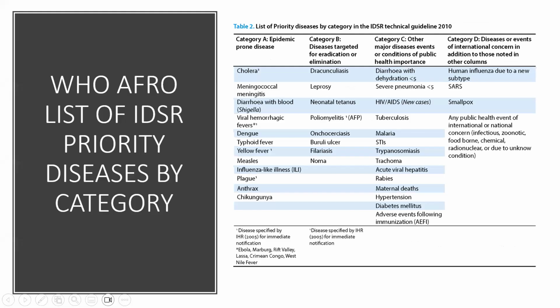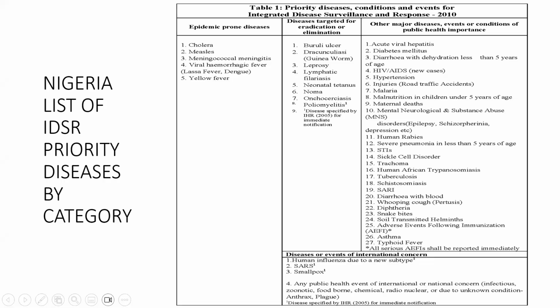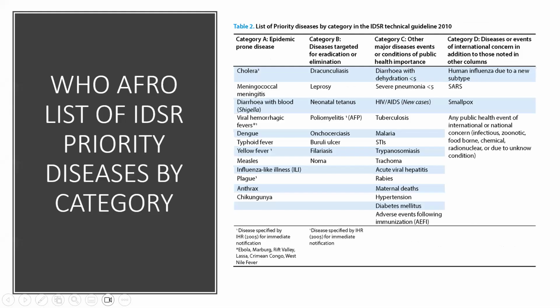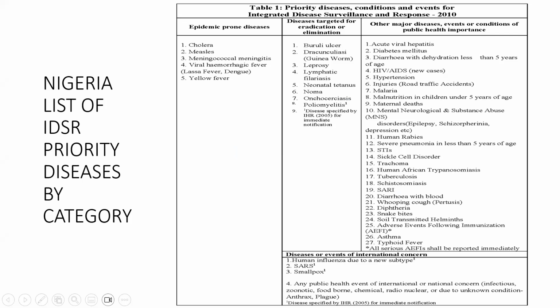All right. So this is WHO's list. Nigeria domesticated it. And instead of saying 4 categories, we say we were interested in 3. We kept the epidemic prone, we kept the diseases targeted for eradication, and then we just said one more, other major diseases or events of public health importance. And so that's a measure of 3, category C and category D, that we have brought into this other major diseases, events, or conditions of public health importance.